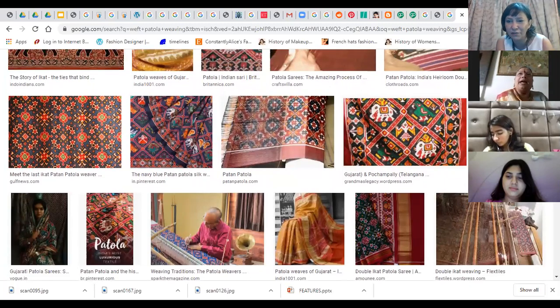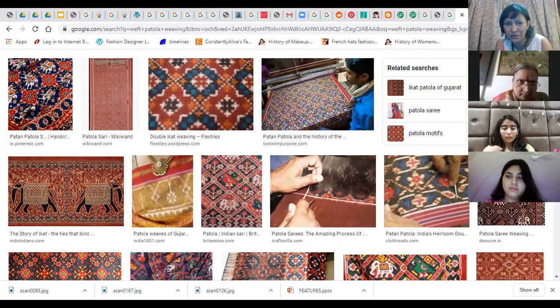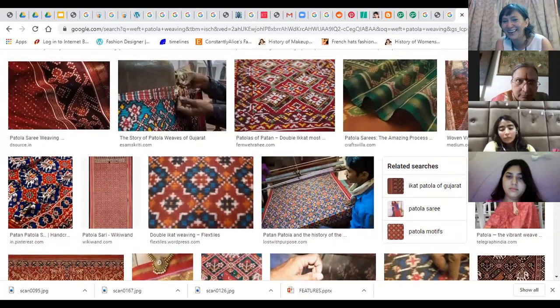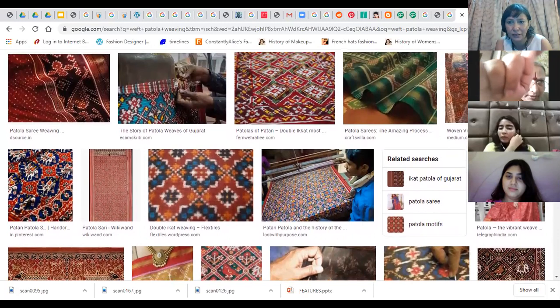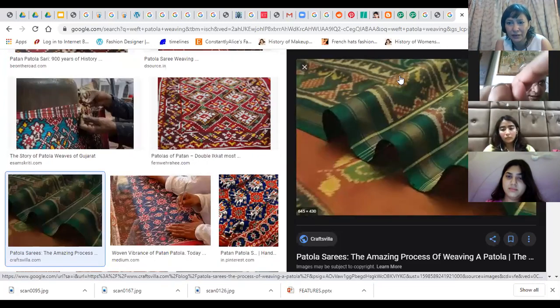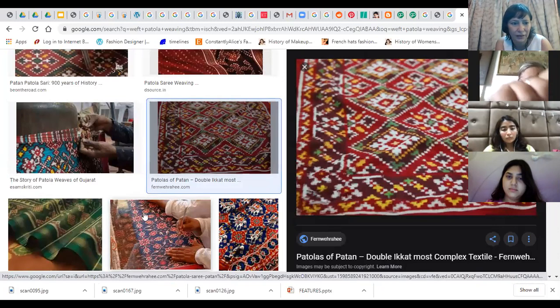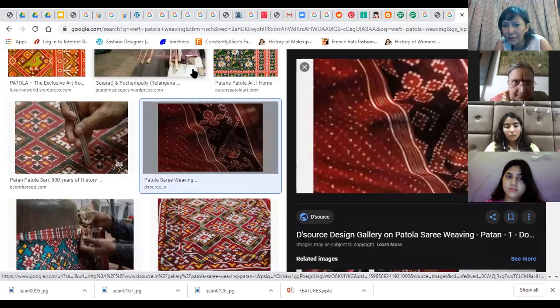Are any of these your weft ones? Most of them are my designs. I'm saying, are any of them the weft patolas? Yes, the green one on top, that is a weft patola. There was one red one also with the dots, that is also a weft patola. No, not this, not this. Still go up. That one. That is a weft patola.